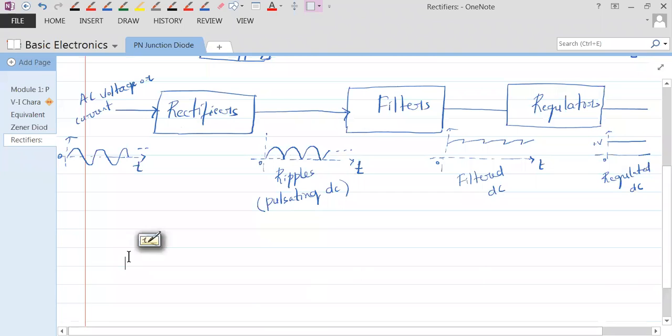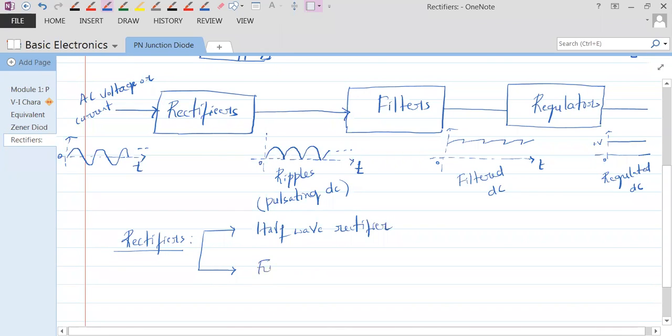Now let's take the heading again as rectifiers. The rectifiers are used to convert the AC voltage into pulsating DC. That is something that we know. There are two such rectifiers, everybody should understand this. One is called half wave rectifier and the other is called full wave rectifier.